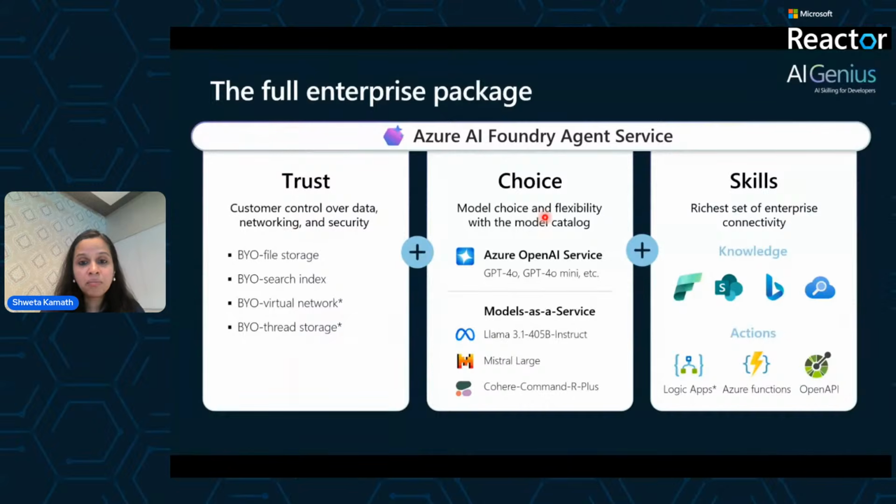We move to the second part, that is choice. Model choice and flexibility with the model catalog. Like we were discussing earlier, it's not only restricted to Azure OpenAI. You also have Llama, you have Mistral, you have Cohere, you name it and you have it. You have a big option list, even from Hugging Face. So you don't really have to go out of the system to get a model. Most of the models you will already find sitting in Azure AI Foundry Agent Service as an integration to create an agent.